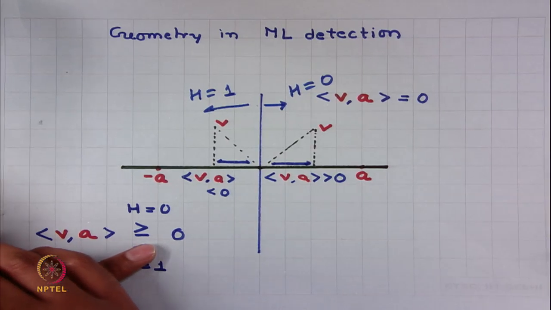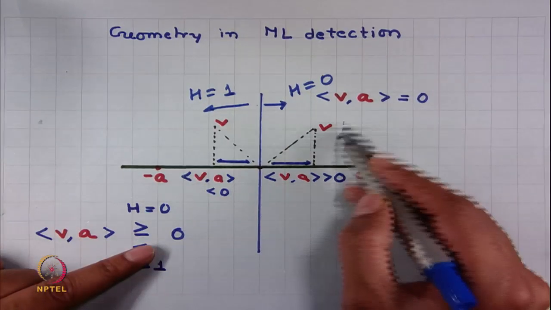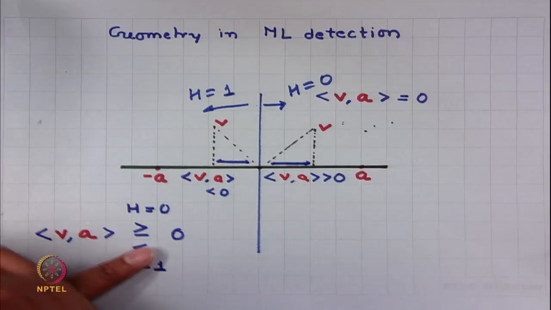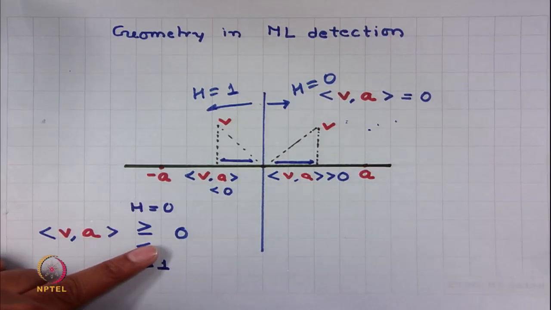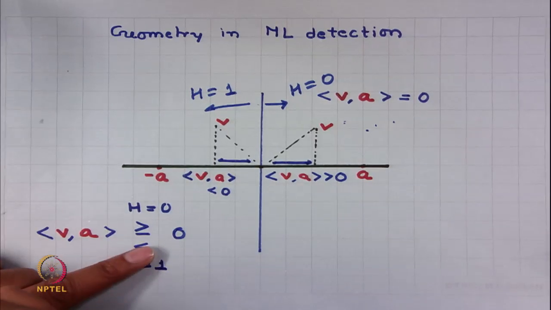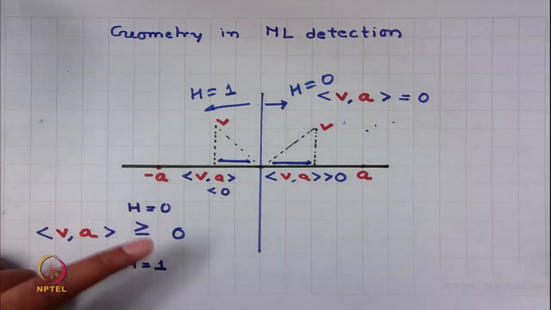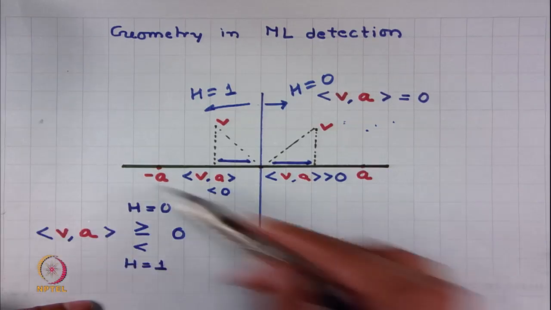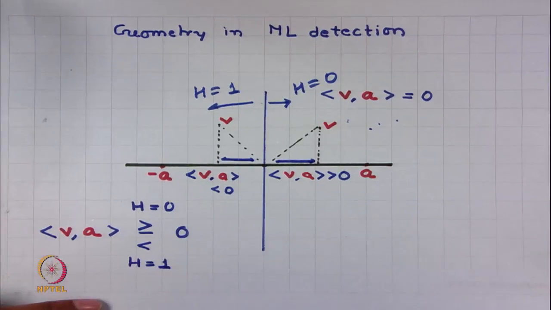In simple terms, if the points are closer to this A, then hypothesis 0 should be chosen. If the points are closer to this minus A, then hypothesis 1 should be chosen. So, this is what this threshold test tells us.